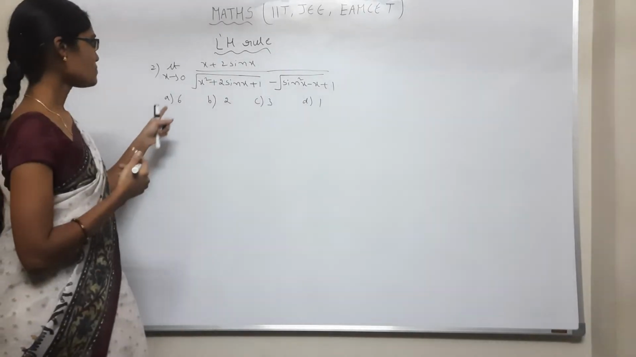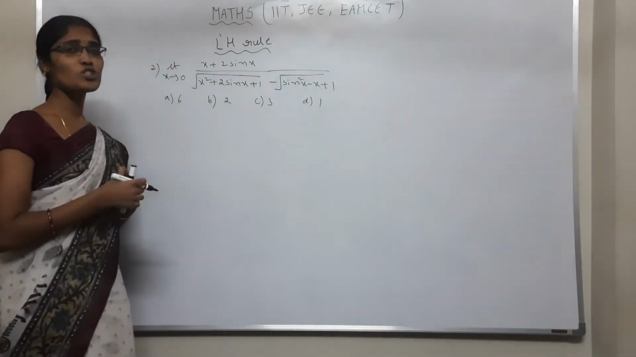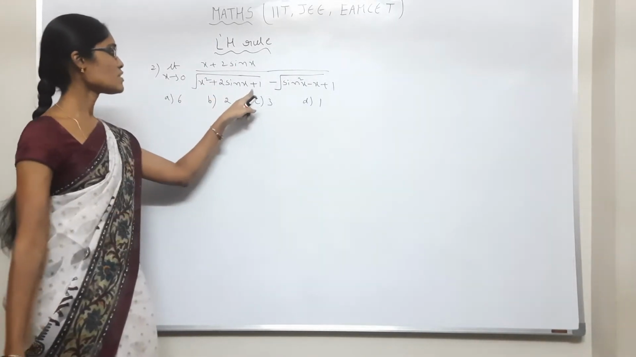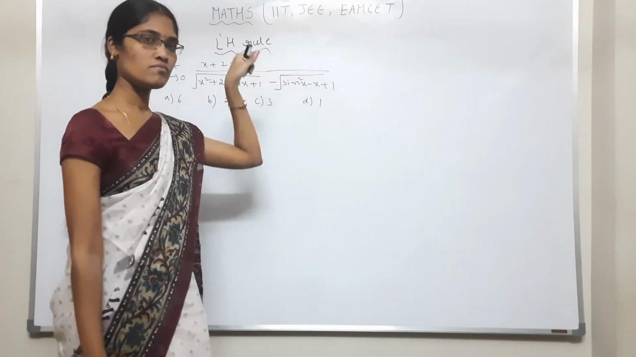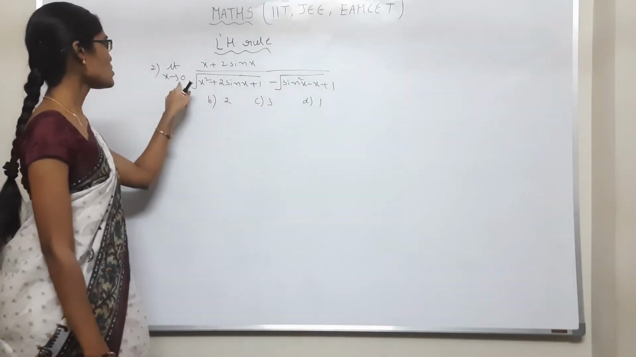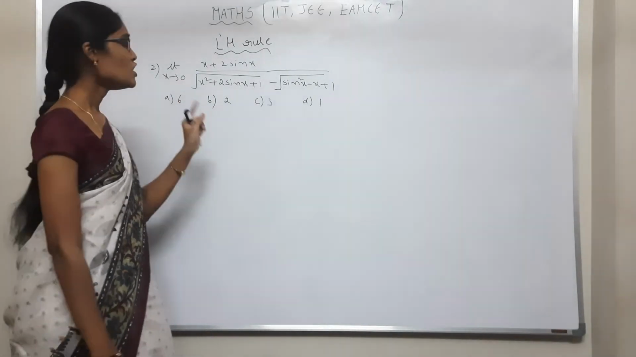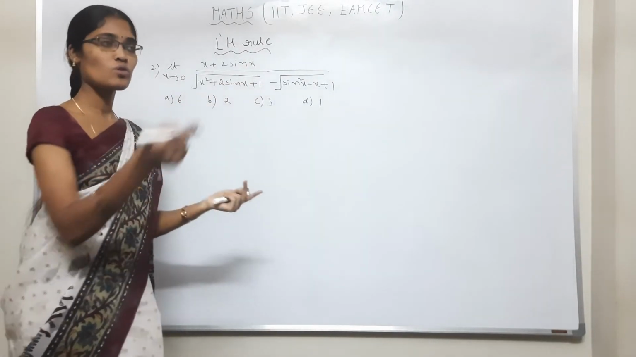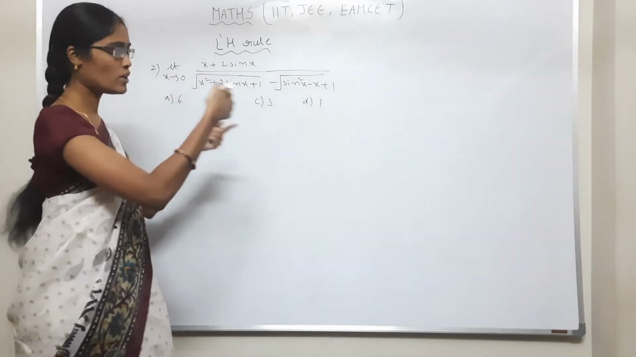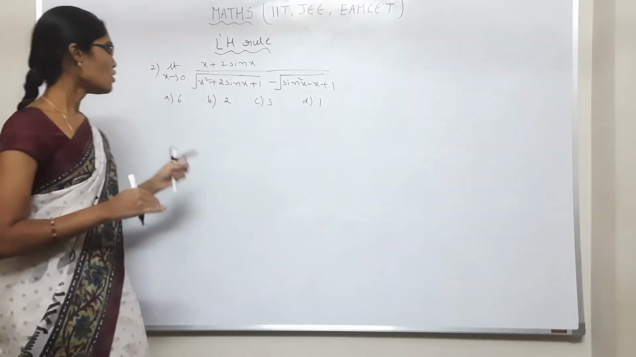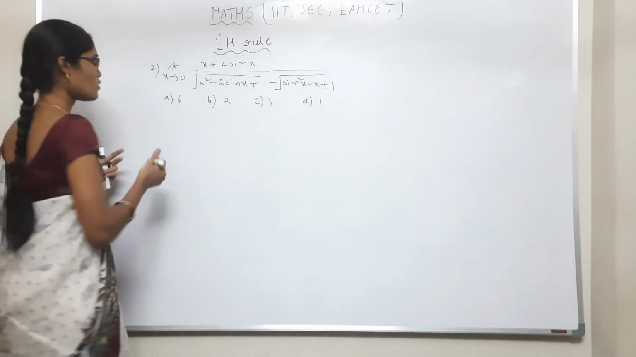See the next question. Limit x tends to 0, (x plus 2 sin x) by (square root of x square plus 2 sin x plus 1 minus sin square x minus x plus 1). See here, suppose you substitute x as 0: 0 plus 2 sin 0, sin 0 value is 0, so the total numerator value is 0, 0 by anything is 0. In this case you have to use the L'Hospital rule. Okay, now I am applying the L'Hospital rule.